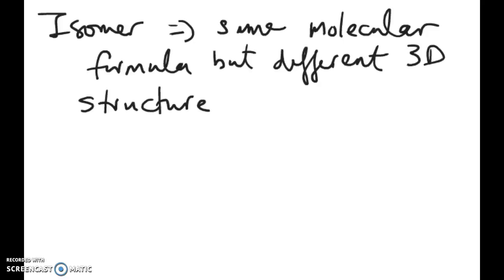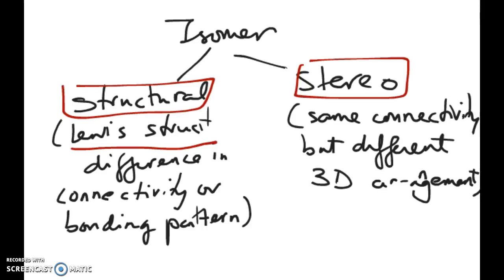Hi everyone, so in this last video about organic chemistry, I want to talk about the concept of isomers. Isomers are molecules. They could be organic molecules, could be other molecules, but in this case we're going to talk about organic molecules that have the same molecular formula, but different three-dimensional structures. So there are two different types of isomers that you can have.